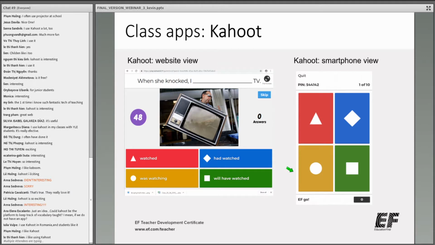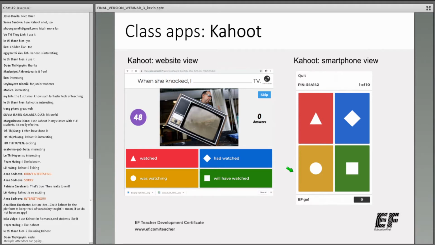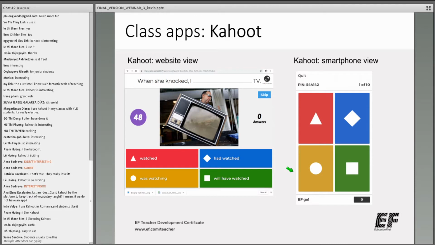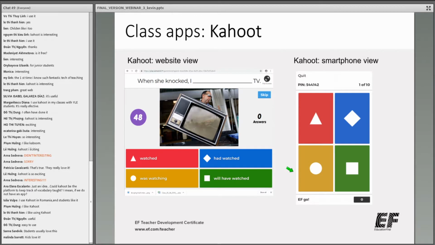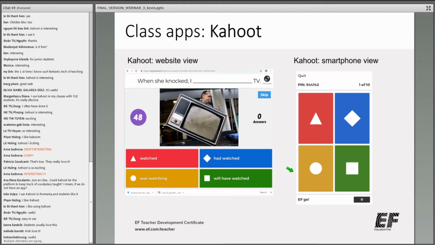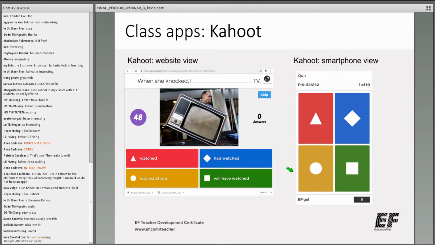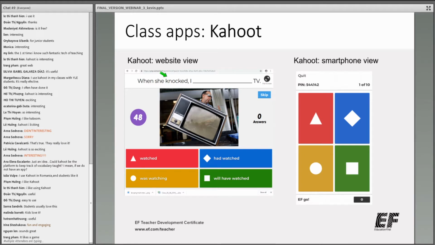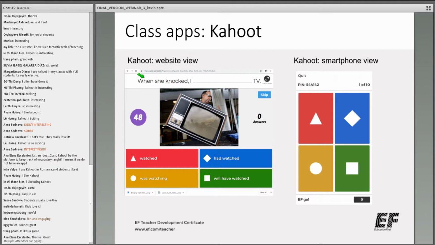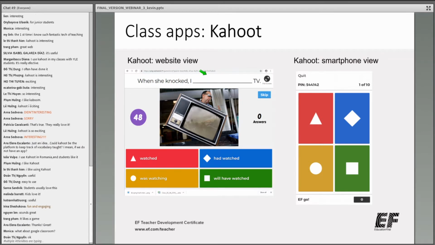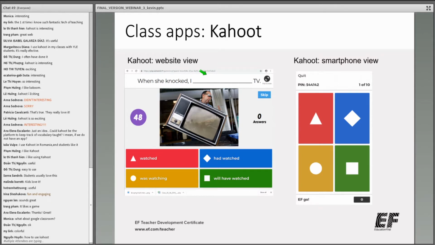Someone asked the question, quite an interesting question. Just an idea, could Kahoot be the platform to keep track of vocabulary taught? It could be, yes. So what you could do is, let's say you have a topic every week that you are teaching your students. So let's say that this week's topic is technology. So when you create the PowerPoint that you want to run with your students, you pick the vocabulary that you think the students might find the most difficult, and you create, similar to here, you create sentences, so contexts, in which the vocabulary can be used.